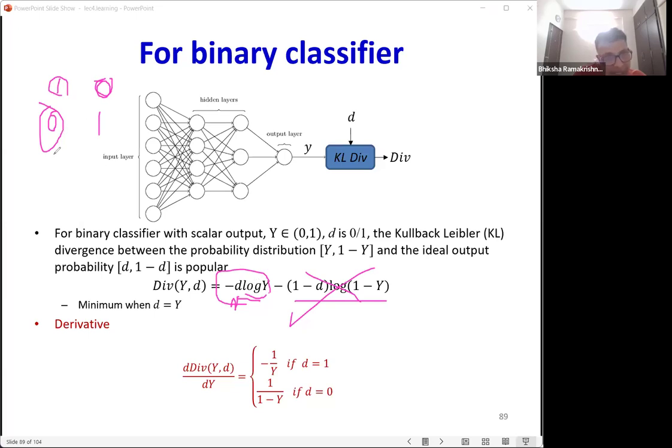On the other hand, if d is 0, then 1 minus d is 1, right? And now if y is 1, you end up with a log of 0 again. And so again, this becomes infinite. Anytime this thing has the property that makes sense to you guys.